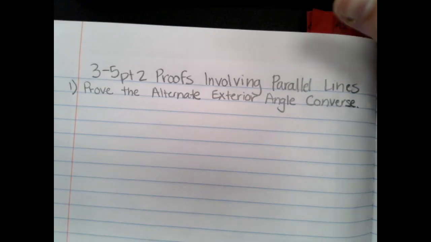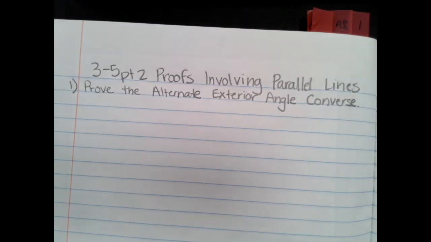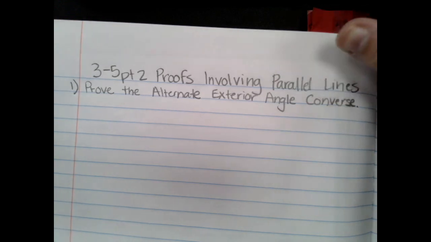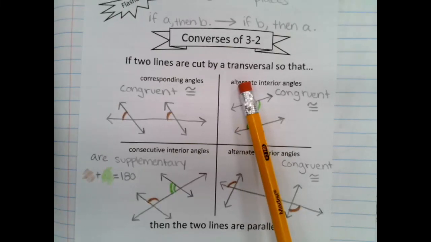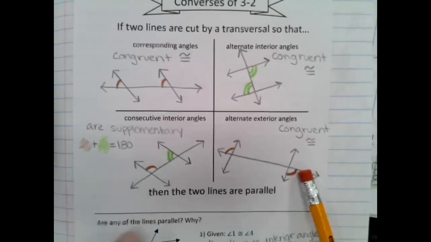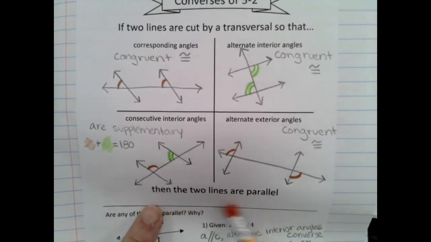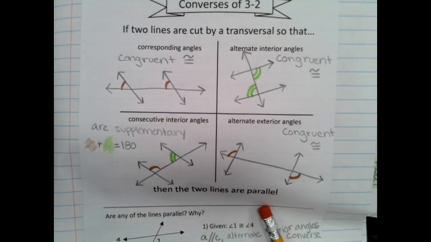All right, so as we take a look at that, if I look back to yesterday, because that's when we learned this converse, so flip back to yesterday. These are our converses. Alternate exterior angle says if two lines are cut by a transversal so that alternate exterior angles are congruent, then we know two lines are parallel. So that's what we're trying to prove.